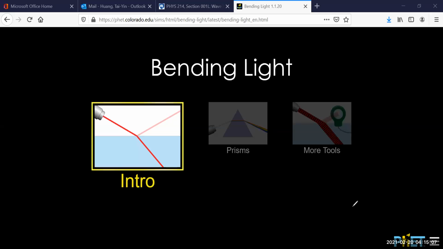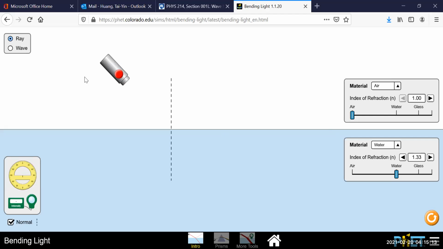So again, to get a data point, let me see, hold on. Let me bring this out first. We're going to use the same web tool. So this is the link you'll be provided. Again, click on the intro, and this is exactly what we had previously for lab one.